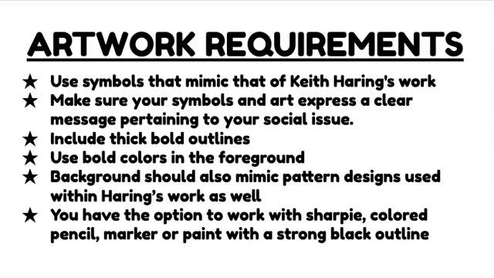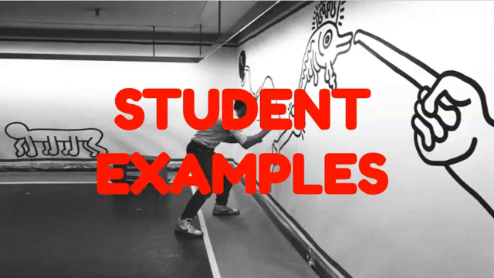Here are the artwork requirements. You're going to use symbols that mimic that of Keith Haring's work. You're going to make sure your symbols and art express a clear message pertaining to your social issue. You will include thick, bold outlines. You will use bold colors in the foreground. Your background should also mimic pattern designs used within Keith Haring's work as well. You have the option to work with Sharpie, colored pencil, marker, or paint with a strong black outline.